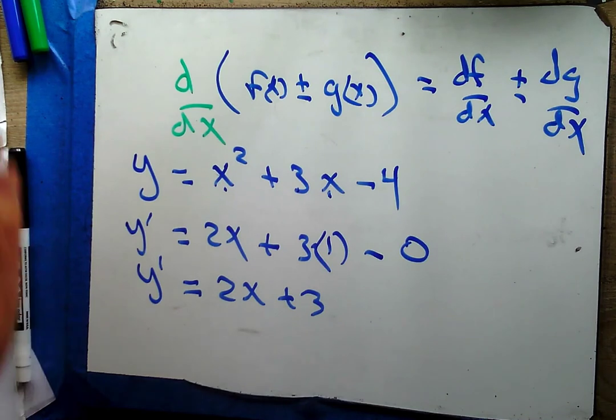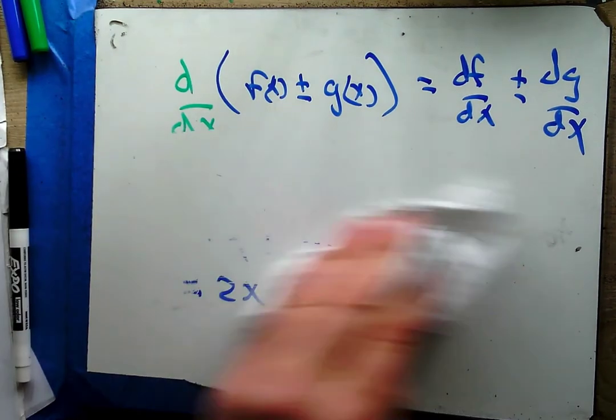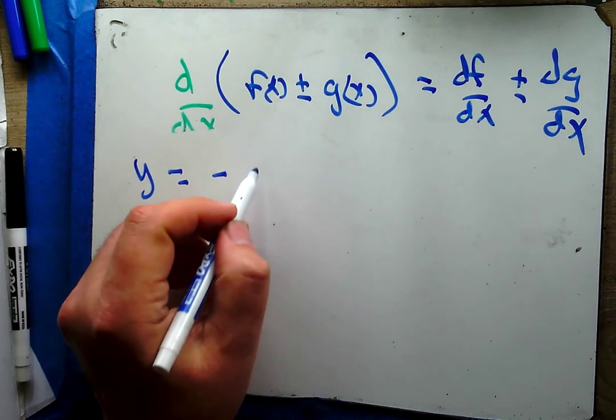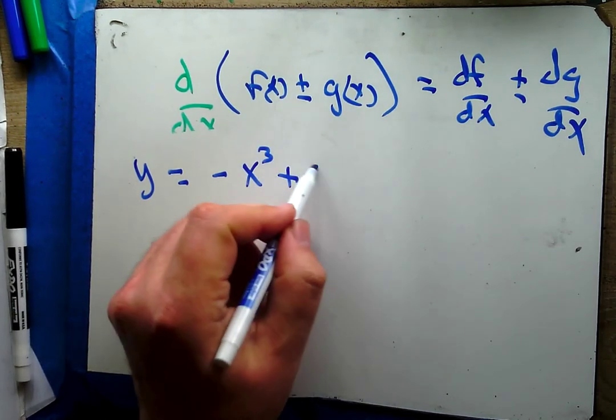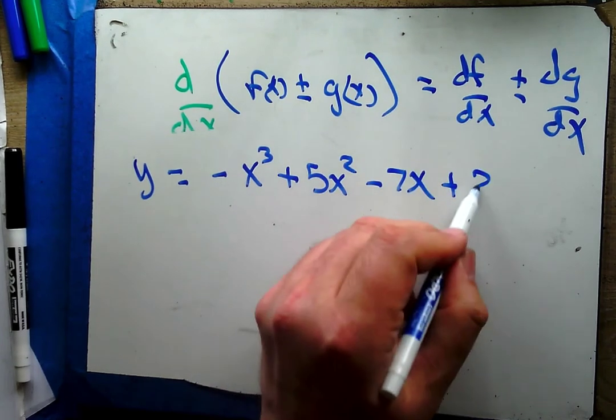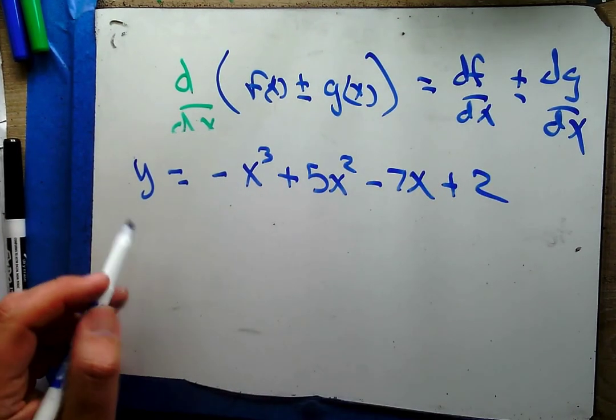Okay? So why don't you show me the derivative of y equals negative x to the third plus 5x squared minus 7x plus 2. Please find y prime.